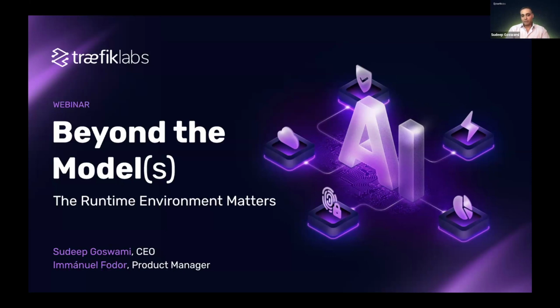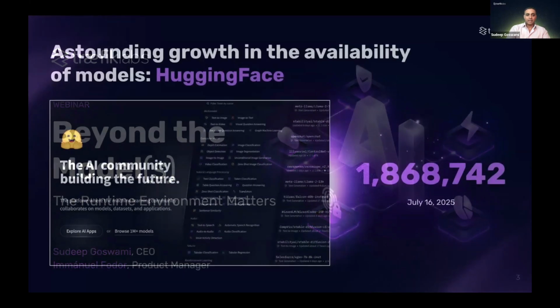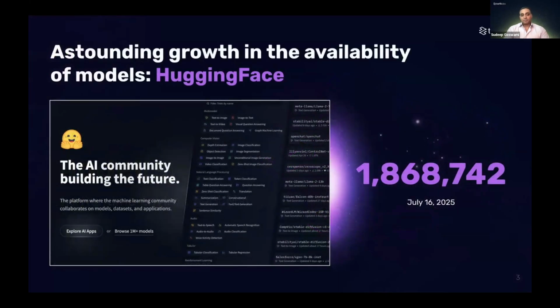But without further ado, let's get into this. I do want to start with the models because there's a lot happening in the models, so I think it's a great place to start. The first one is the truly astounding speed at which newer models are being made available. Today, if you go to Hugging Face, I just pulled this stat this morning, we're looking at almost 1.9 million models available. When I went a few months ago, this was at like 1.5 million. So almost every month you have 100,000 models being added, which is amazing.